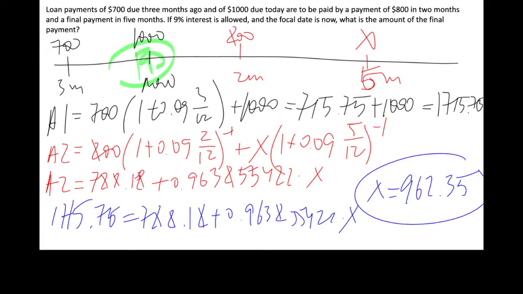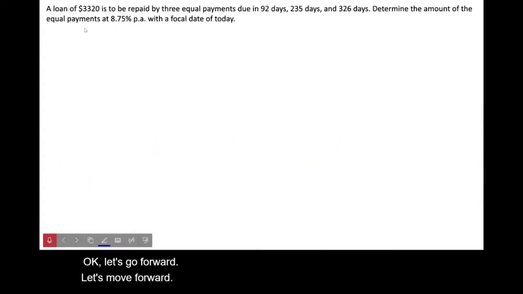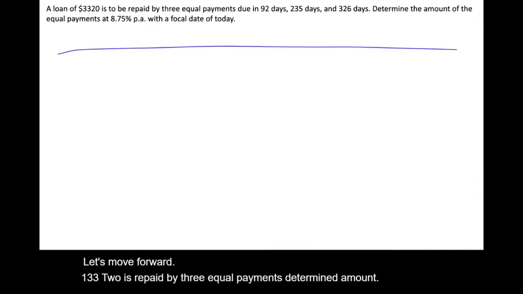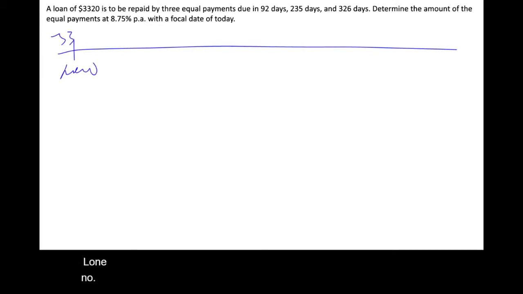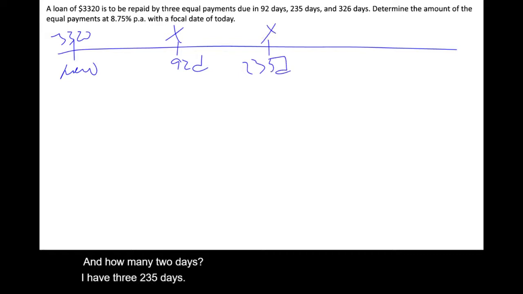Okay, let's move forward. A loan of 33.20 is repaid by 3 equal payments. Determine the amount. Okay, loan now 33.20. I have 92 days, I have 235 days, and I have 326 days.